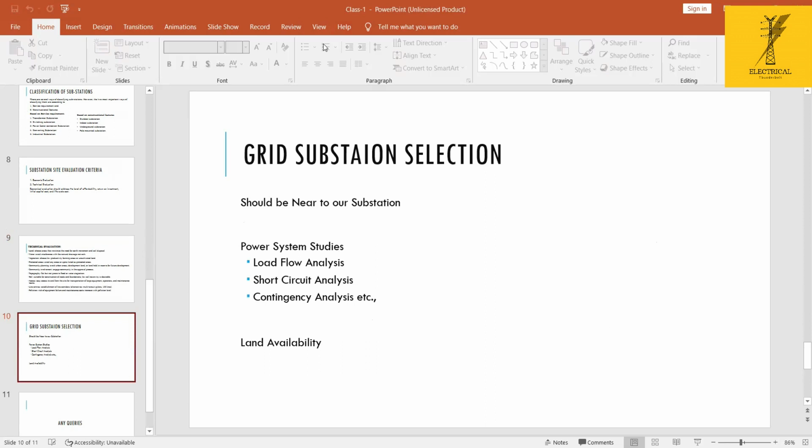Just give me time for another half an hour. Suppose now I selected the substation location. This is my 33 bar 220 kV substation, right? 33 bar 220 kV substation.